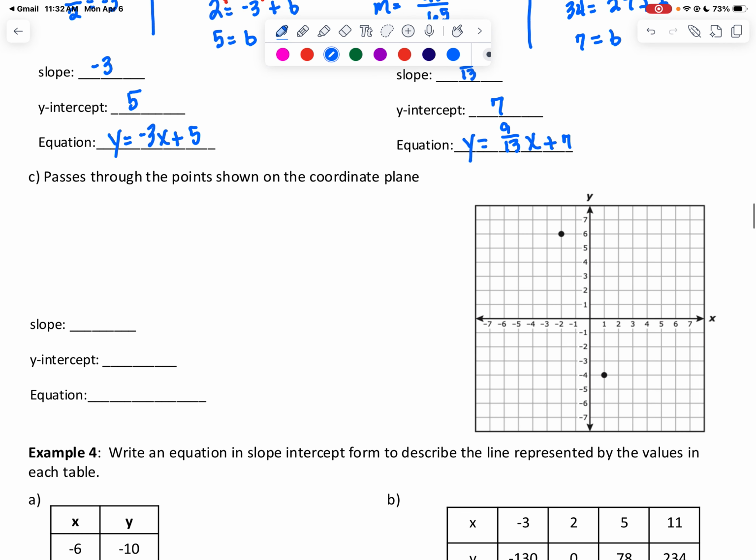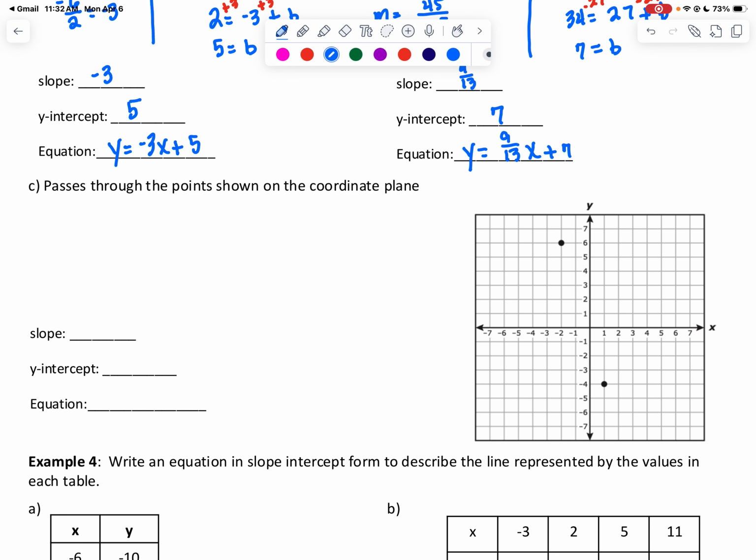All right, in problem C, we want to write an equation for the line that would pass through the points shown on the coordinate plane. So if you can imagine a line being drawn through that, I'll go ahead and draw it. Hopefully I can draw it kind of straight. So here's a line that passes through these 2 points. They want the equation for this line.